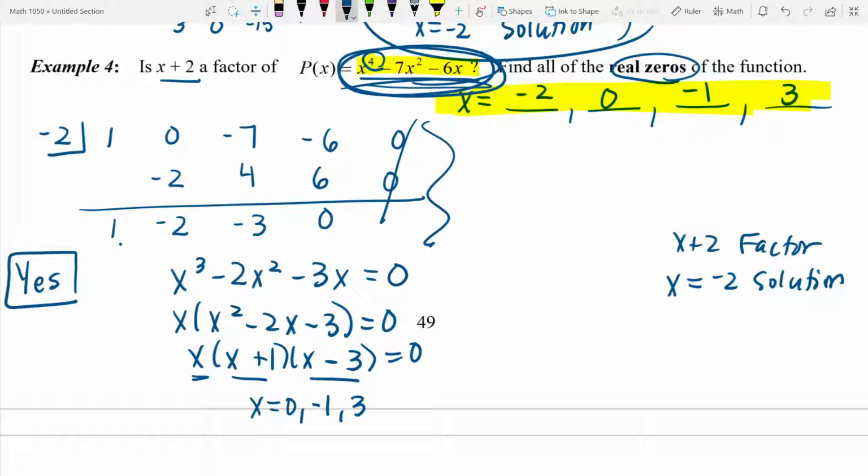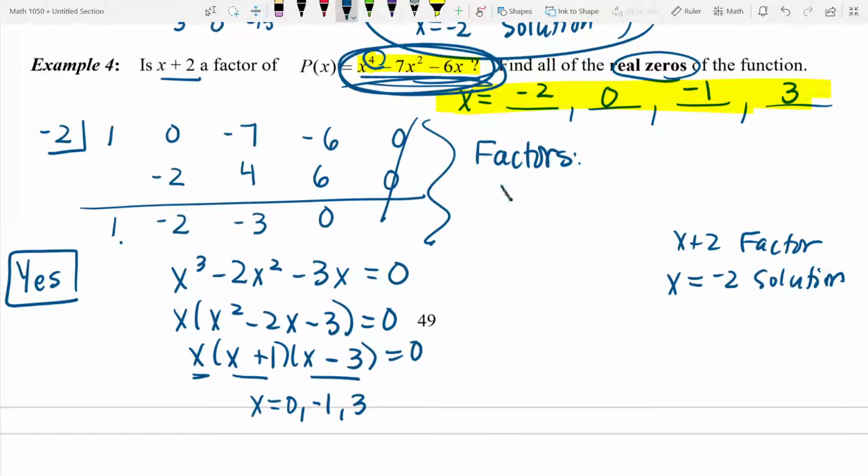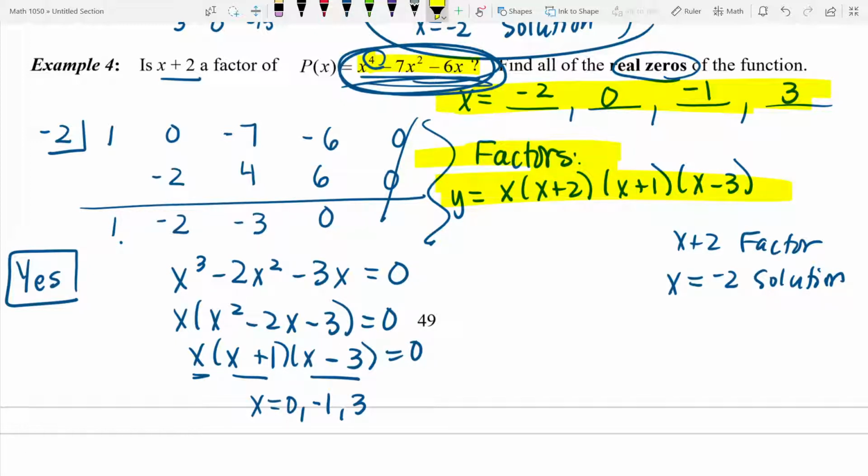Those are the zeros. What if they ask you to list all of the factors? The factors, the 0 would be an x. The x minus 2 gives you an x plus 2. The x equals negative 1 gives you x plus 1. X equals 3 gives you x minus 3. So that is the fully factored form. If they tell you to list the factors, you don't have to put the y equals, but that's how you factor that. So the synthetic division helped us to factor something that was really yucky to factor.